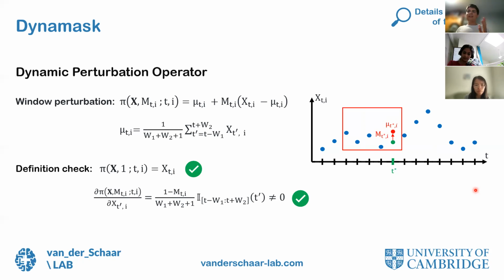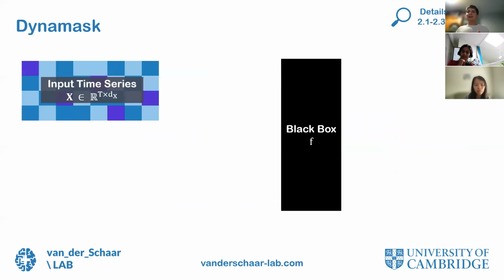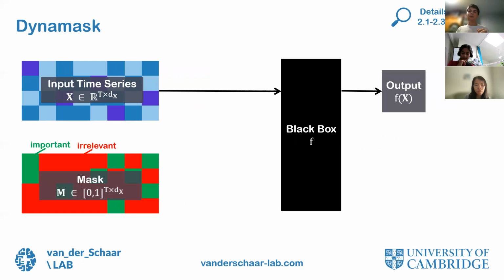However, I didn't tell you the most important part of the story. How do we actually get these mask coefficients? And so how do we actually build this mask matrix? Well, at this stage, it is very easy to answer this question. We just have to assemble all the pieces of the puzzle. So we start with this input time series that we feed to a black box to get a prediction. As before, the mask represents the parts of the input time series that are important. We would like to learn this mask.